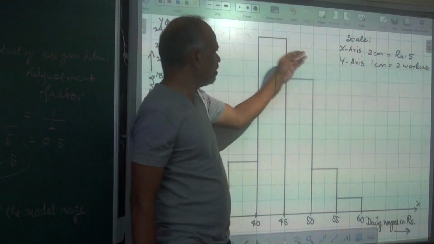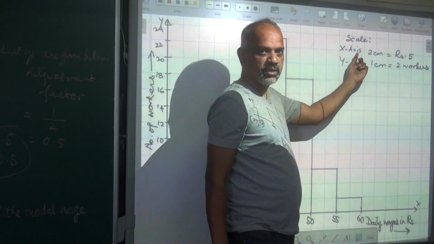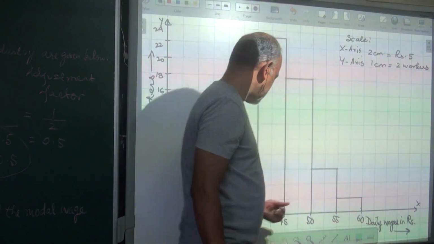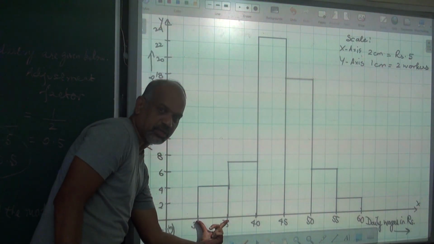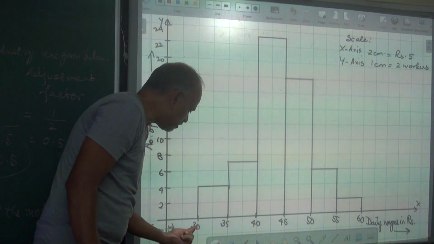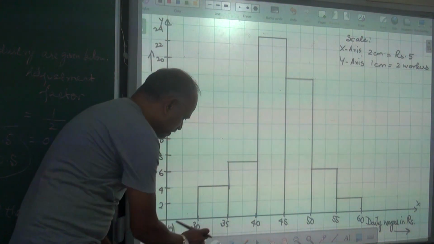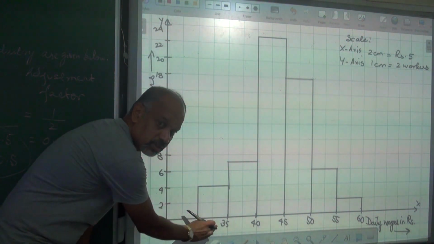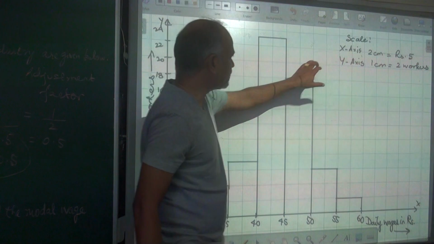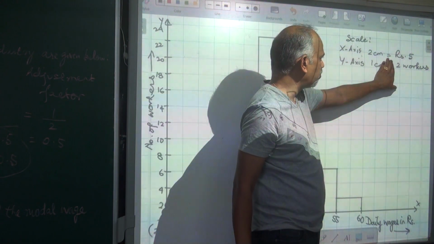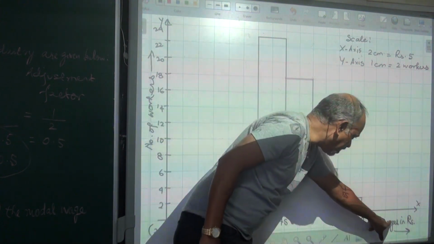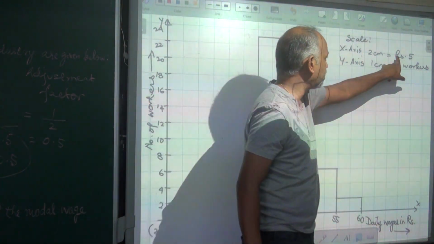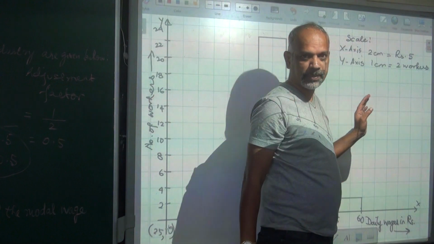Okay. So first I have written x-axis. The x-axis is divided in this fashion. That is, every 2 centimeter, this is 2 centimeter, is divided with a difference of 35 minus 30, that's 5. Is that right? Okay. So x-axis, every 2 centimeter equals rupees 5, because all these are daily wages in rupees. That's why I have written rupees 5.